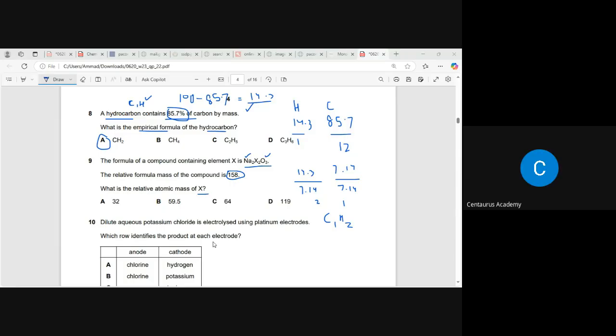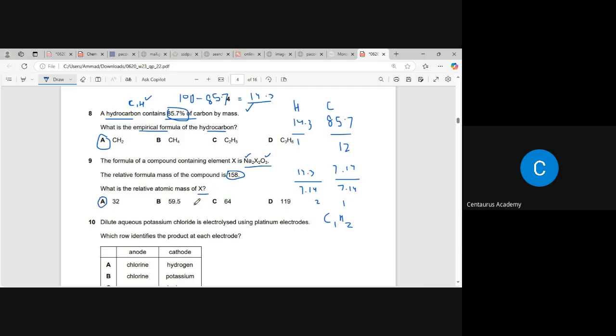64. Yes. So how many atoms of X do you have? 2. So you have to divide it by 2 because we want to find out the relative atomic mass of X only, right? So the answer is 32. Yes, 32 is the right answer. All right, moving on to the next one.